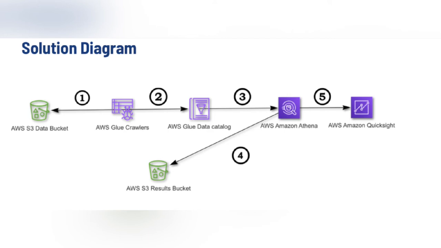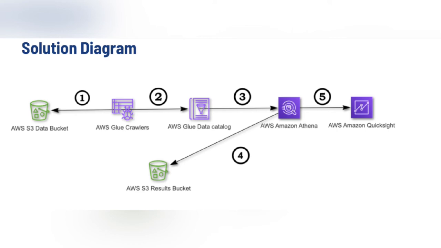Step 2. We will create an AWS Glue crawler which will fetch the data from the S3 bucket to create a database with tables. Step 3. The AWS Glue Crawler will automatically populate our data into the AWS Glue Data Catalog. Step 4. In Athena, we will be able to see our tables from where we can run our queries, and the results will be stored into the S3 result bucket. Step 5. In the end, we will visualize our data with QuickSight.